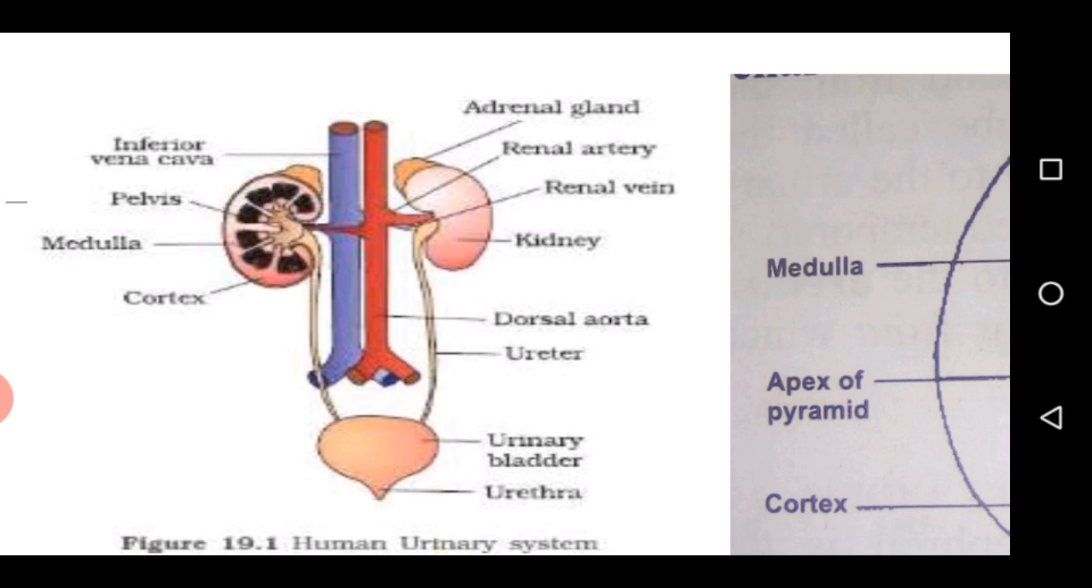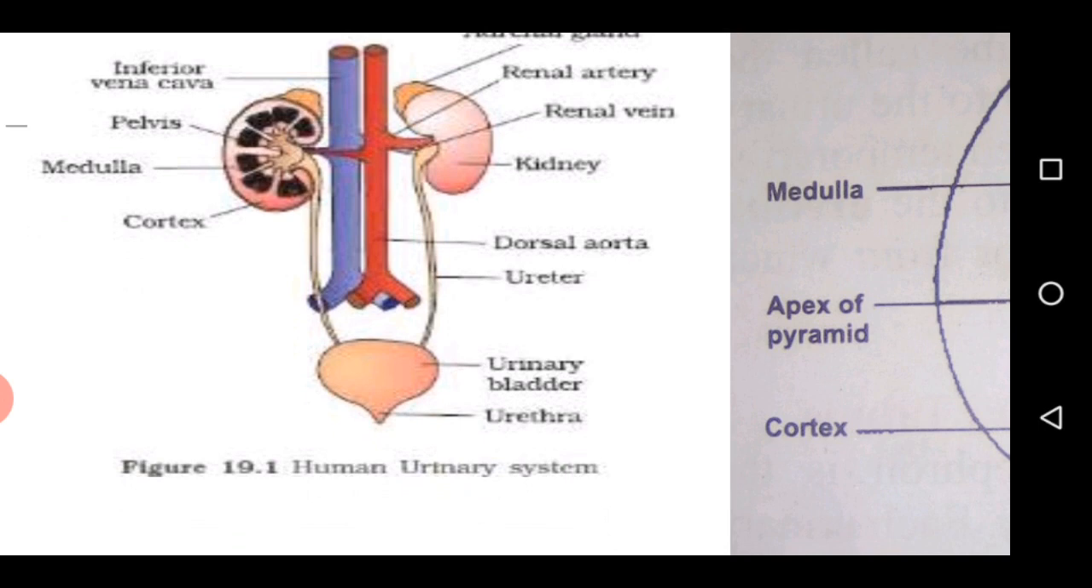Then you can see the renal artery. That is the blood vessel that supplies the kidney with blood. The blood coming from the heart enters the kidney through the renal artery. Beside it we have a renal vein that takes blood out of the kidney back to the heart. Well, I hope you can see the kidney.